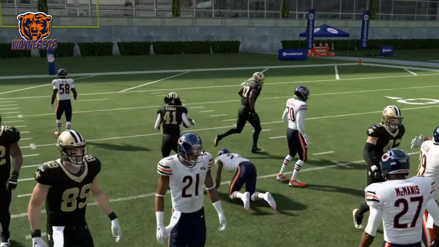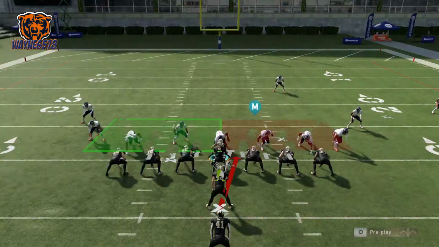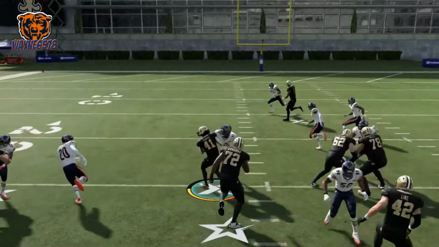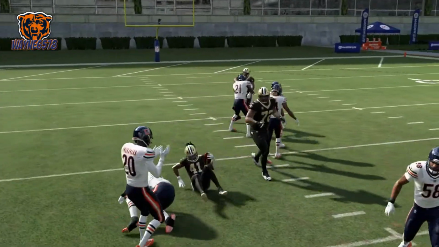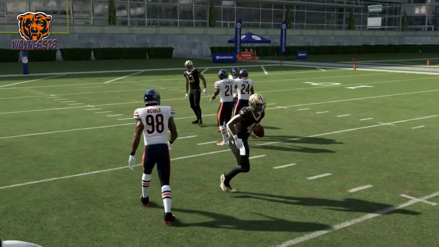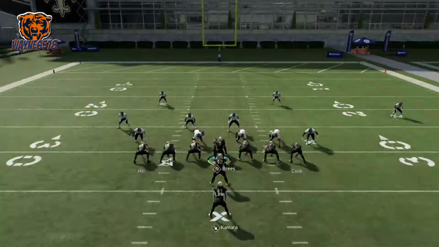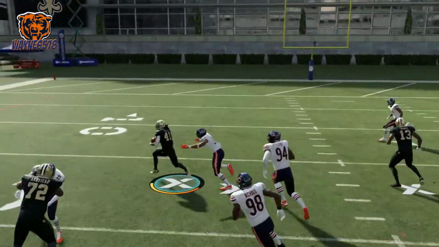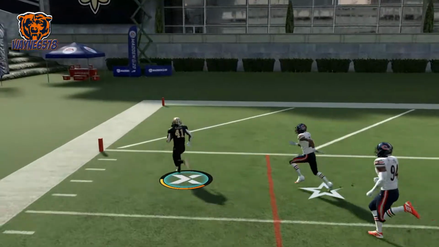Just look at how we're destroying these guys. And always run it to the weak side. Fullback get that block for us, and right there, I'm just not running right. But we're averaging about 5 yards a carry. Fullback will lead us through the way.